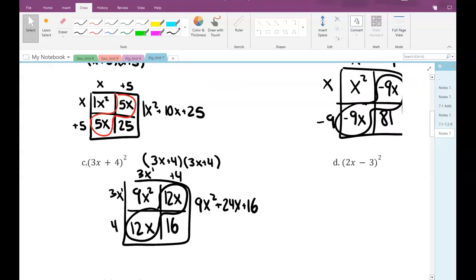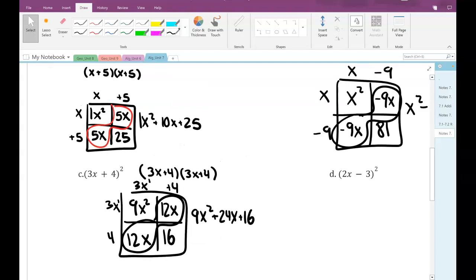So far through these three examples, what do you notice about our like terms that are on our diagonal? They're always going to be the same. If you're squaring something, your diagonal terms should always be the same. So this is 5x, this is 5x. This is negative 9x, this is negative 9x. This is 12 and this is 12.